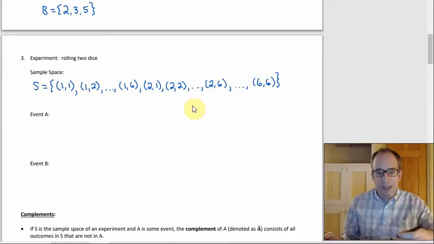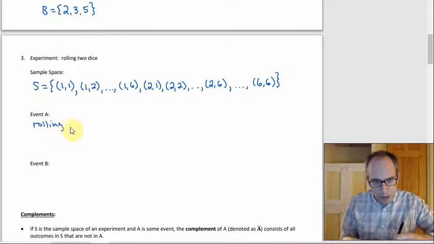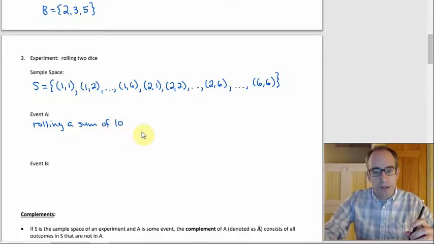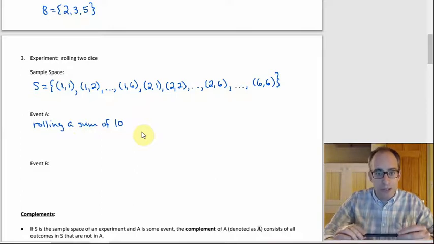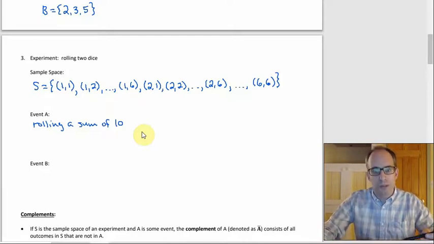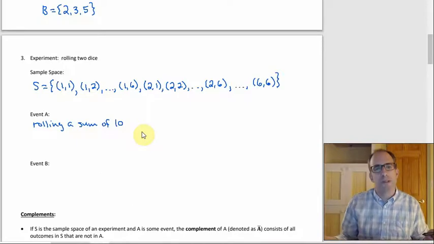But let's say, just to have some compound events here, what if event A is rolling a sum of 10? Because you can do that in more than one way, right? Like you could have 5 and 5, since 5 plus 5 is 10. 4 and 6, that would work. 6 and 4 would work. But really that's it, because anything else, you would end up needing a number that's too big to show up on a die, right? Like you can't have 3 and 7 because 7 is too big.